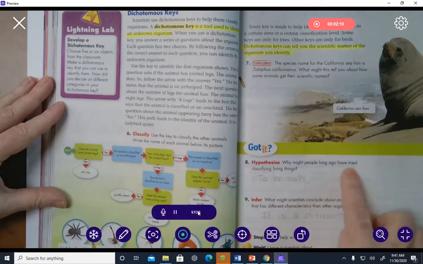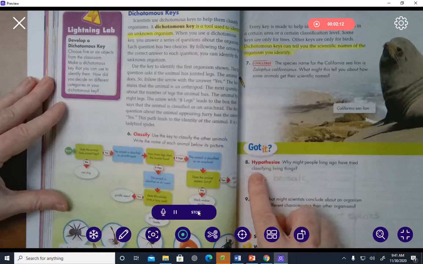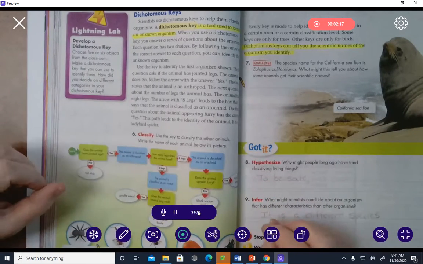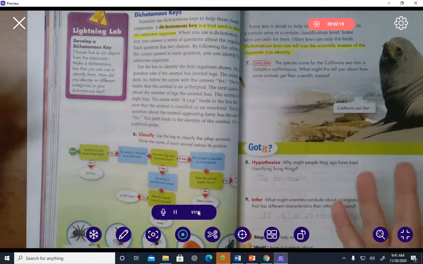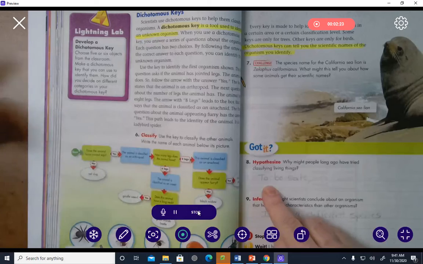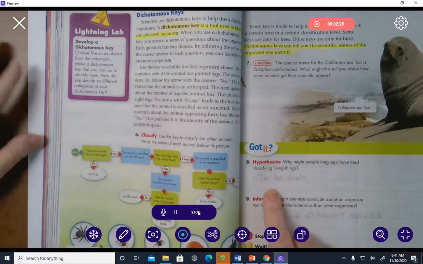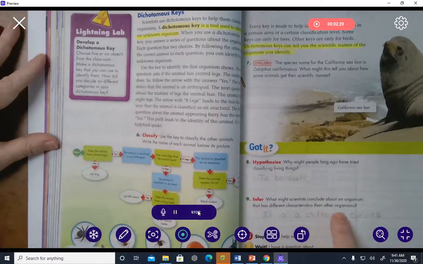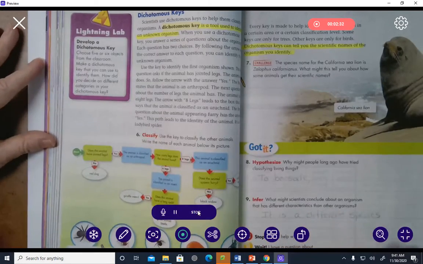Why might people long ago have tried to classify living things? Of course, they would have wanted to teach their people or their children what was safe to eat, what was not safe to eat, maybe how to go about catching certain animals. And if we find an organism that has different characteristics, we would probably say it was a different species.